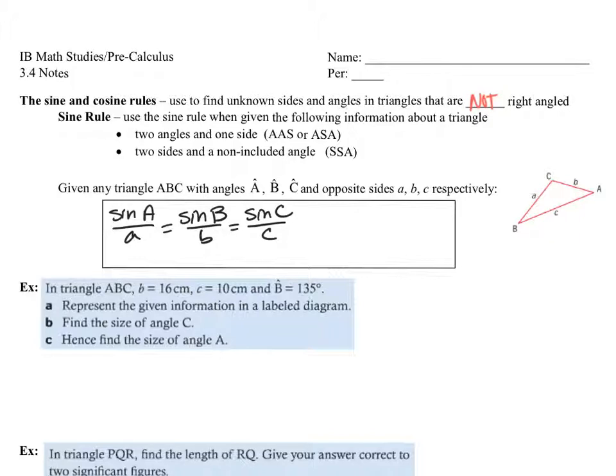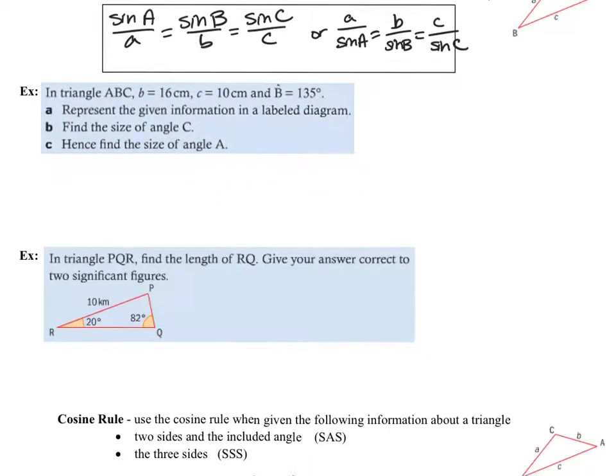So you can see how we can use this law to set up proportions to solve for missing parts of a triangle. Another way we can state these same laws is we can just flip every ratio, and so we would have a over the sine of A is equal to little b over the sine of angle B, which is equal to little c over the sine of angle C. So let's take a look at an example where we use the law of sines to find some missing parts.